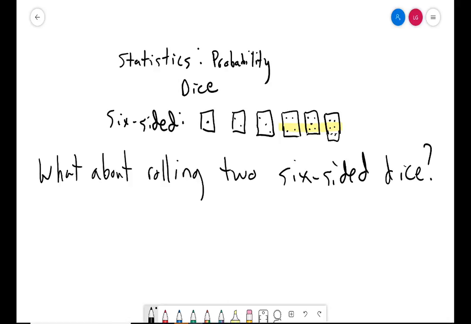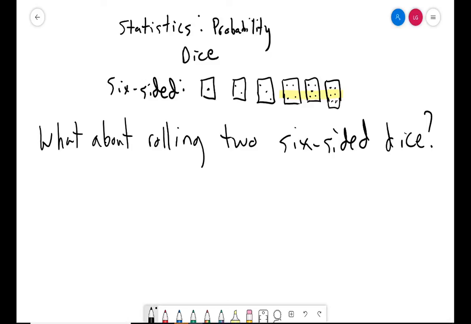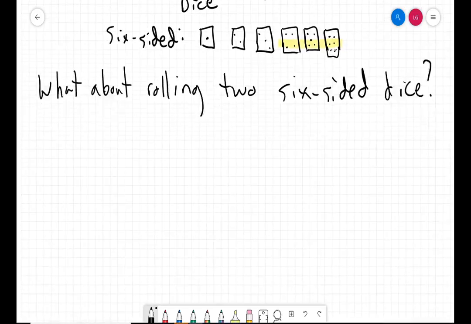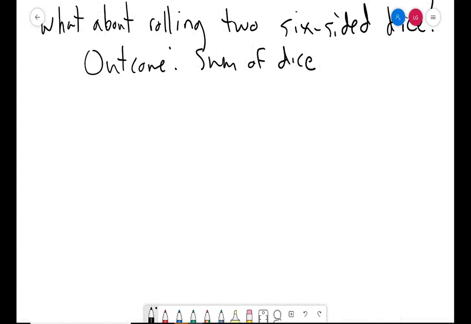What if we have 2 of them and we roll 2 of them? There's a lot of questions we can ask. A very common set of questions is about the sum. So we could, for example, ask, what is the probability that the sum is, let's say, 4?